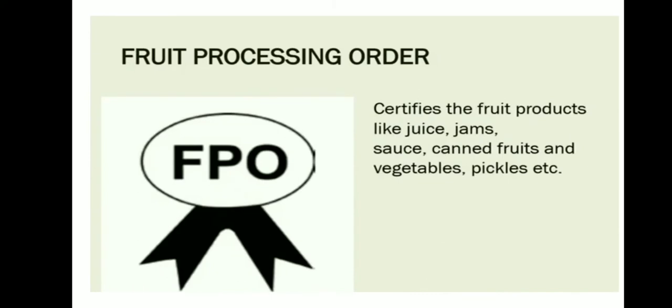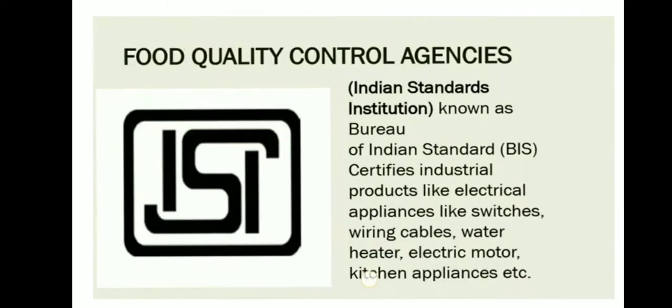Likewise, FPO, what is that? Fruit Products Order. That means this kind of certification is given to all the fruit products. Products made from fruit, for example, juice, jam, sauce, even canned fruits, vegetables, pickles, all these, whatever is prepared from fruit products, this certification is given. What is that? FPO. So these kinds of certifications provide assurance about the products we are receiving from the market.